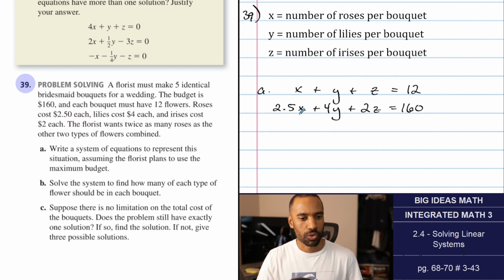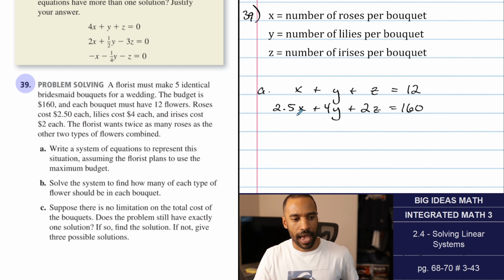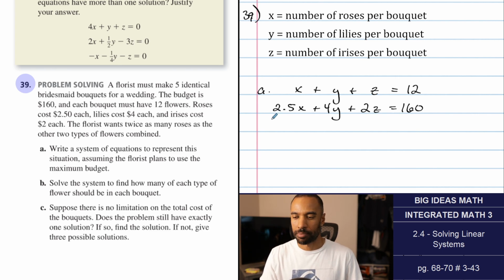The florist wants twice as many roses as the other 2 types of flowers combined. So another way of saying that sentence is the number of roses is twice the number of flowers of other types of flowers combined. So number of roses is twice the number.